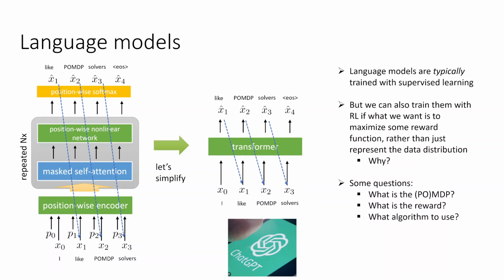So what is the reward? And also what algorithms should we use, right? So we learned in the previous section that certain algorithms handle partial observability. In previous lectures we saw some of them are good for off policy, some are good for on policy. So we have to make some choices.